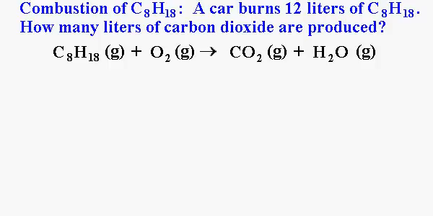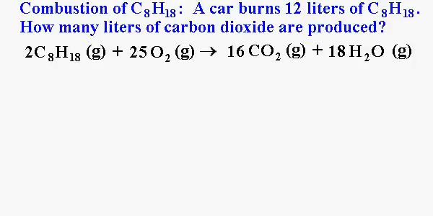Now, of course, before we do stoichiometry, we have to balance the chemical equation. I'm going to assume you can do that. So here's the balanced chemical equation. Now let's do the stoichiometry. Since the substances we're interested in, C8H18 and carbon dioxide, are both gases, then the coefficients in the chemical equation not only relate the number of moles of the substances to one another, but also the number of liters.